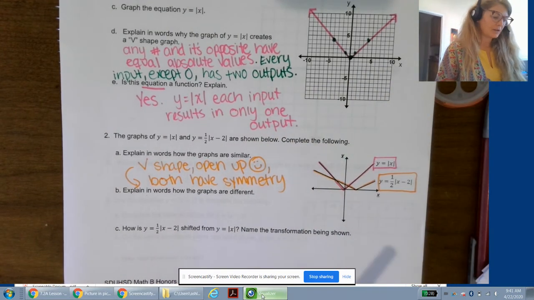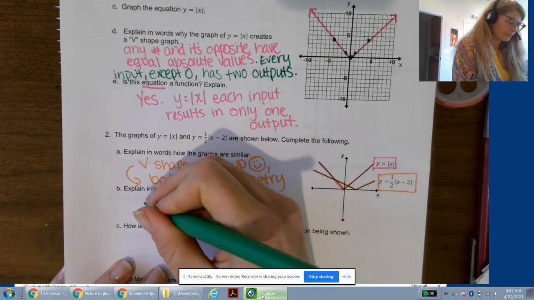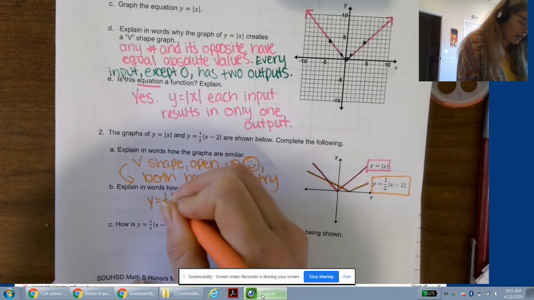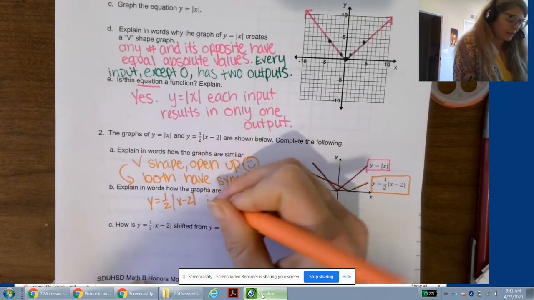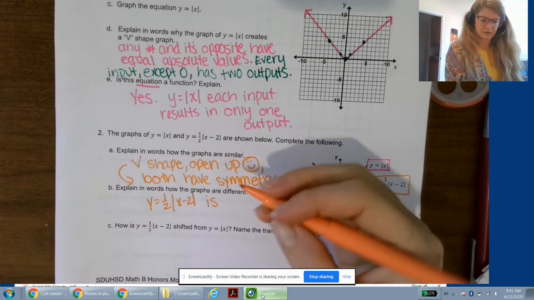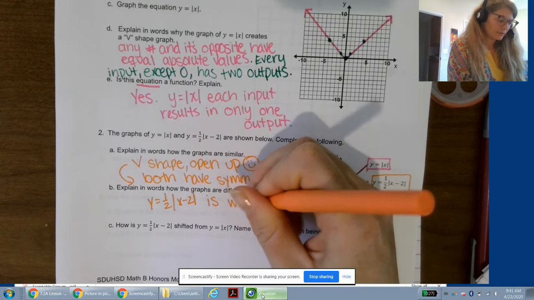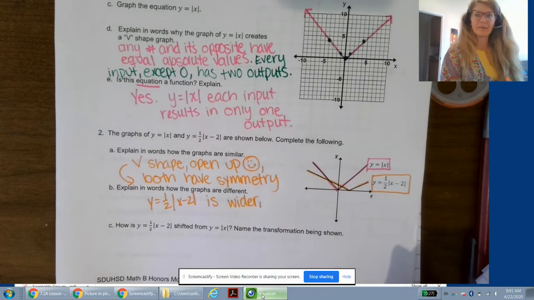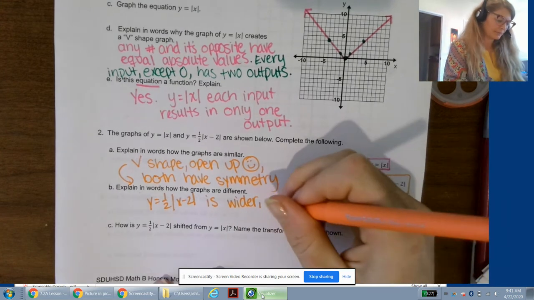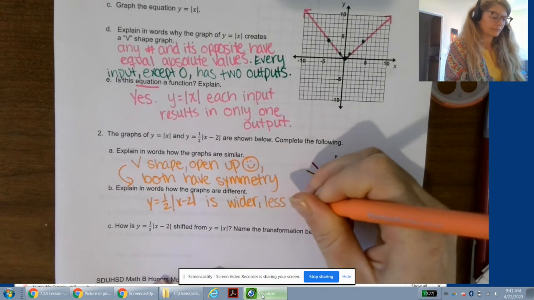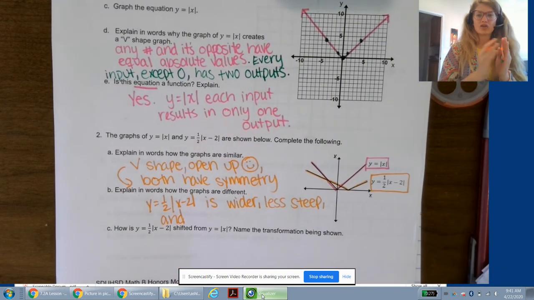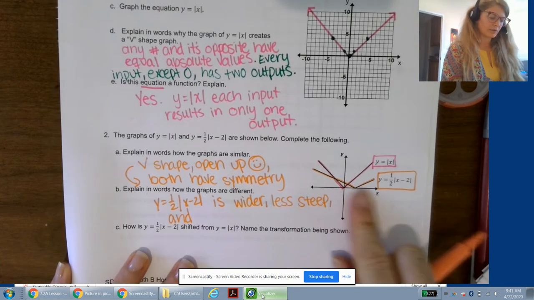Okay. Explain how they're different. Well, y equals 1/2 x minus 2 is, would you say, wider? It's wider. Which graphically and mathematically we can call that, does it make it steeper or less steep? Less steep. And it's translated or shifted which direction? To the right.